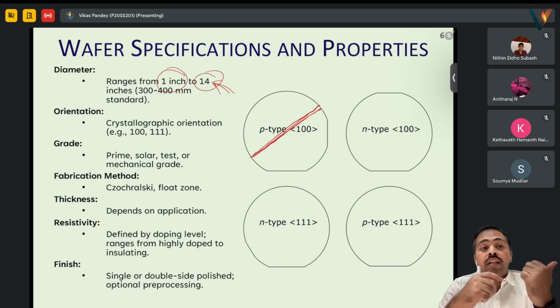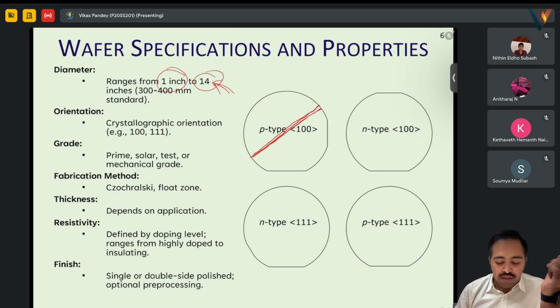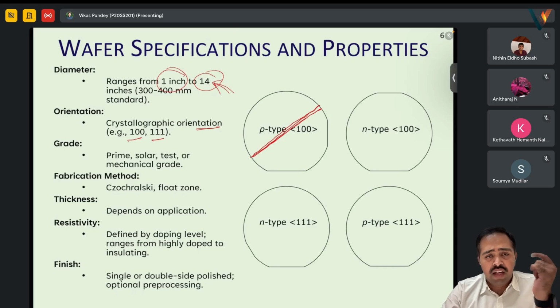Then the wafers are identified according to their crystallographic orientation, 100, 111. Are you aware of this crystallographic orientation, what it is?